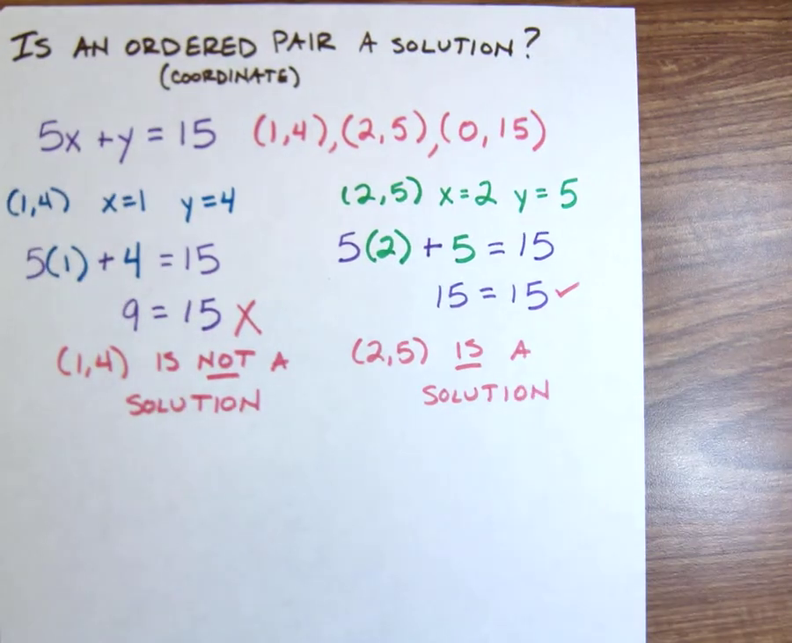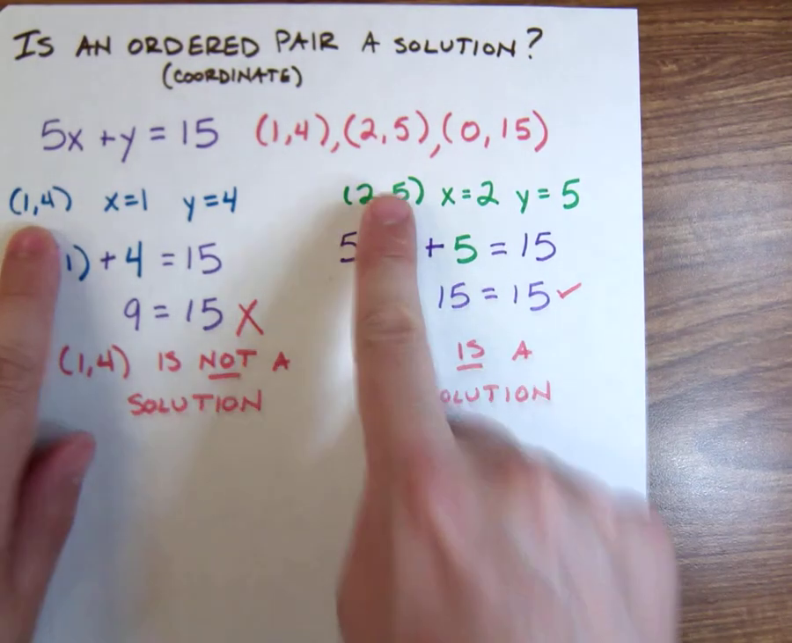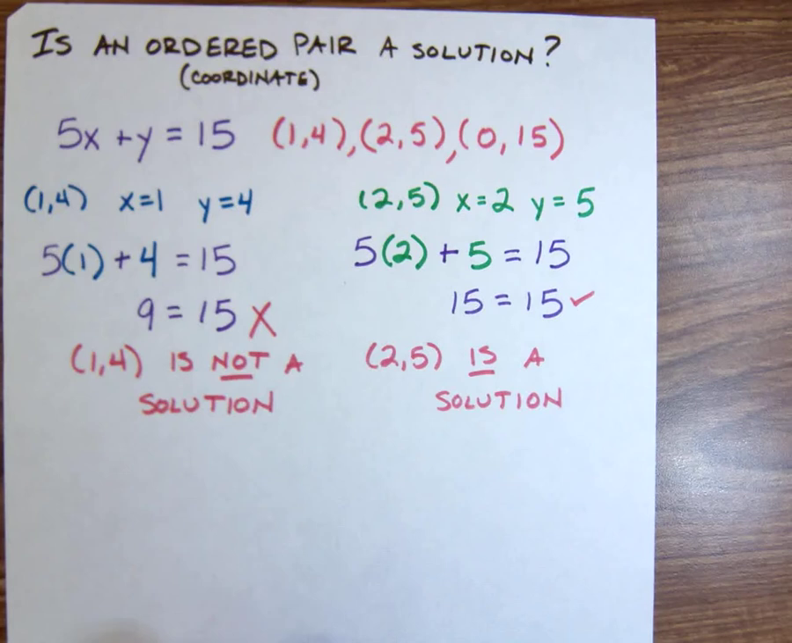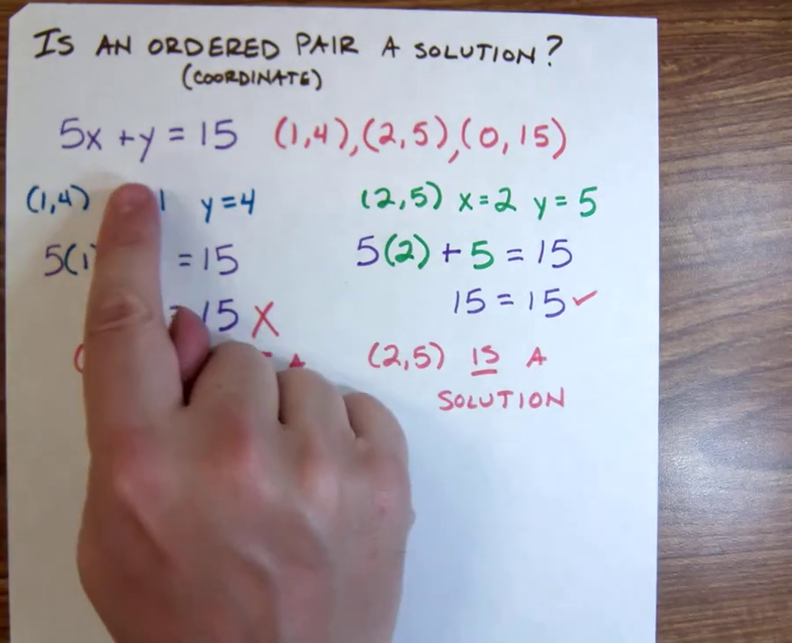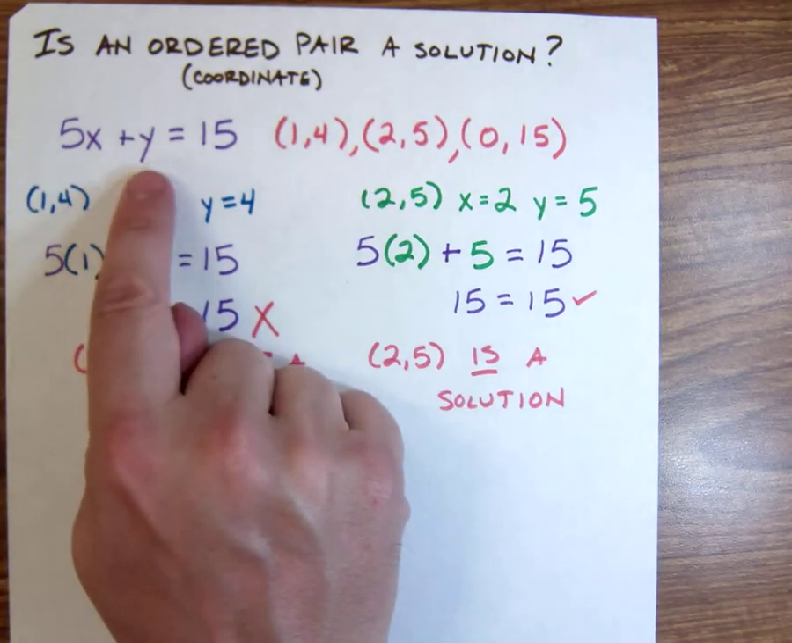Now, when I say solution, what am I even talking about? I mean, yeah, the numbers work in the equation, but what does that even mean? It could be graphed, right? Be more specific, because both of these could be graphed. I could put (1, 4) and (2, 5) on a graph, couldn't I? Yeah. What does it mean when I say it is a solution? For this equation, I told you the goal here is going to be to graph this. If I were to graph 5x plus y equals 15, what do you think it looks like?